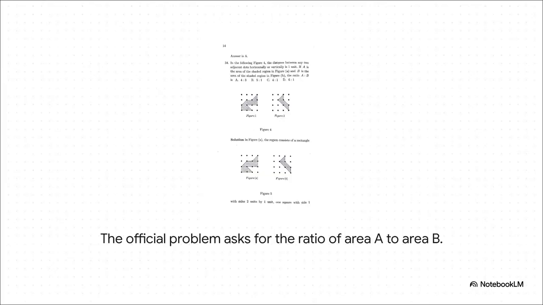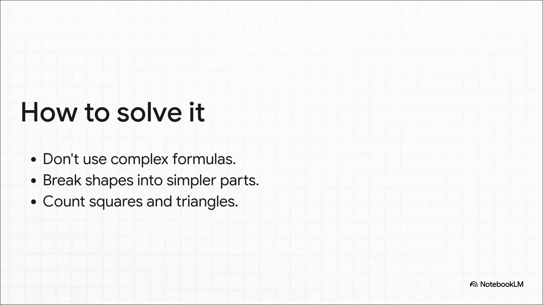So here's the actual problem, the way the students would see it. It asks for the ratio of the area of figure A to figure B. And just so you know, the distance between any two dots, up or down, left or right, is 1 unit. Now the key here is to not reach for some complicated geometry formula. The secret, the really elegant shortcut, is to just break these weird-looking shapes down into simple little squares and triangles that we can easily measure.